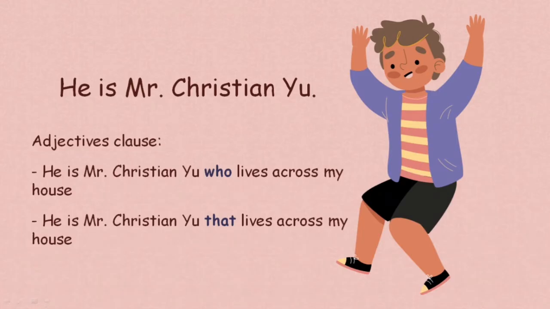Okay, now let's give some more description about Mr. Christian Yu. We say he is Mr. Christian Yu who lives across my house. We cannot say he is Mr. Christian Yu that lives across my house because we mentioned the name of the man.